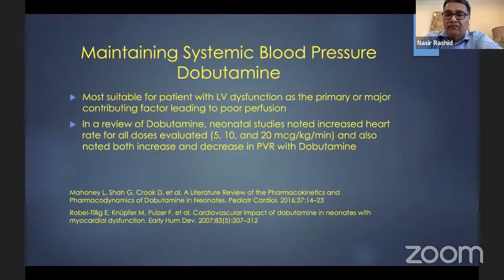improves the left ventricular function, and it can be given from a dose of 5 microgram per kg per minute to as high as 20 microgram per kg per minute. And it does improve the pulmonary vascular resistance in these infants. Next slide, please.